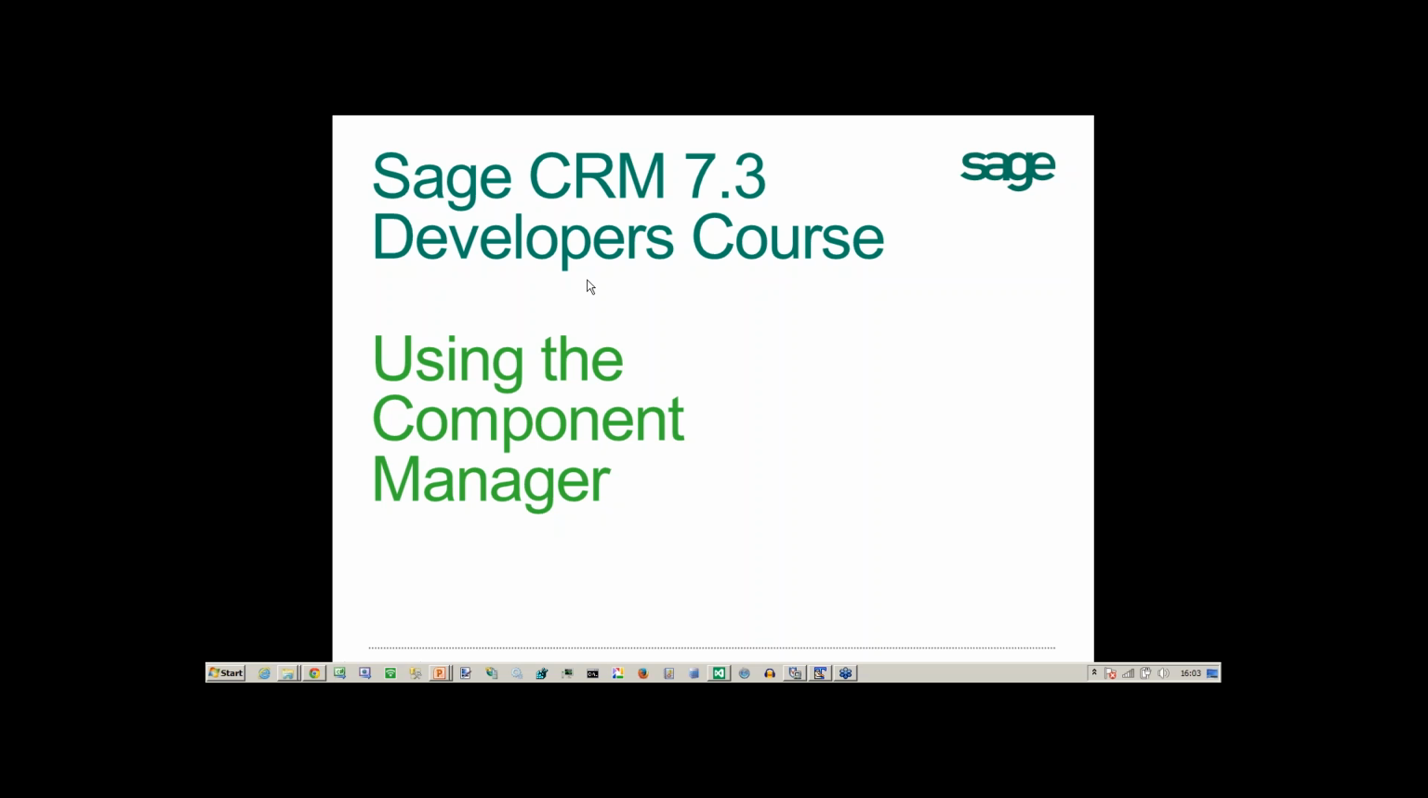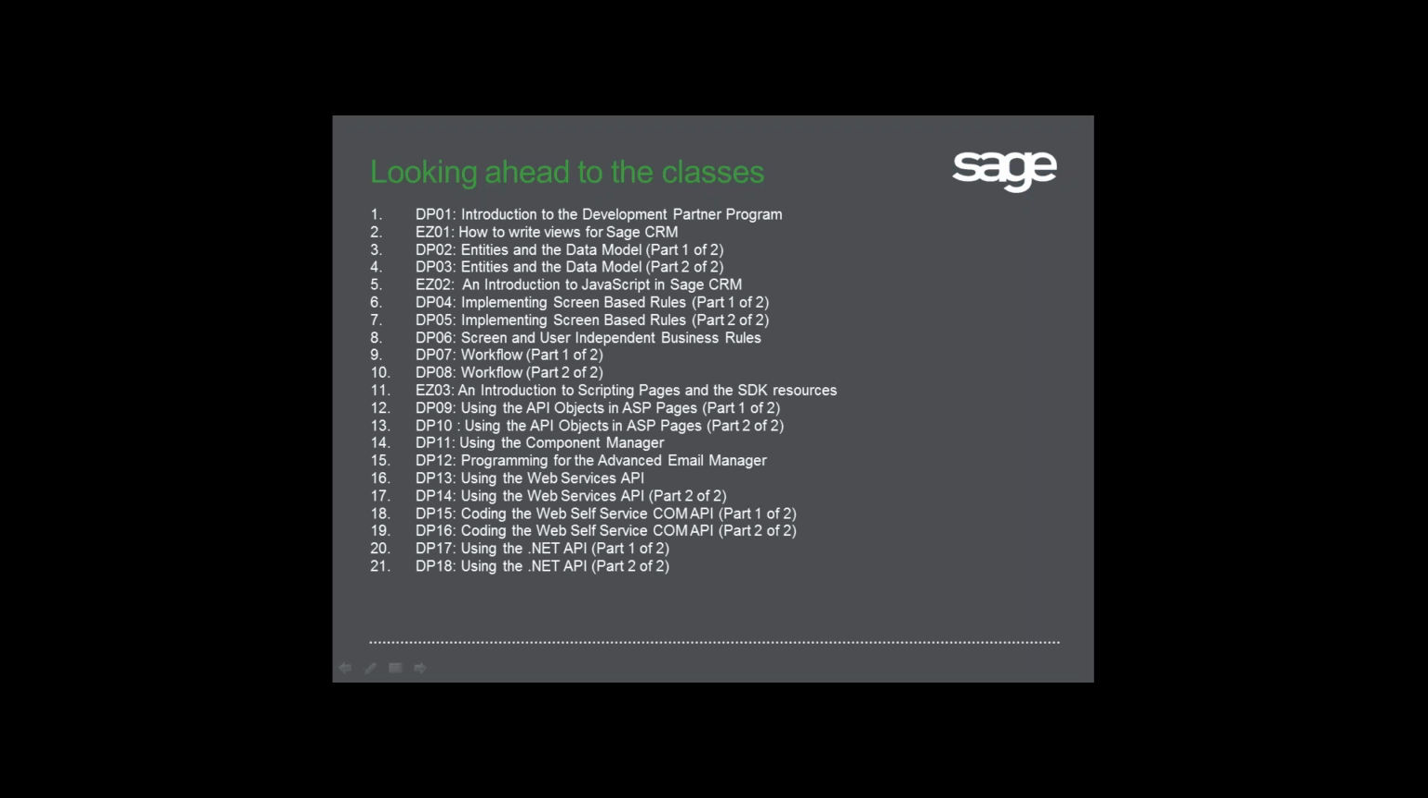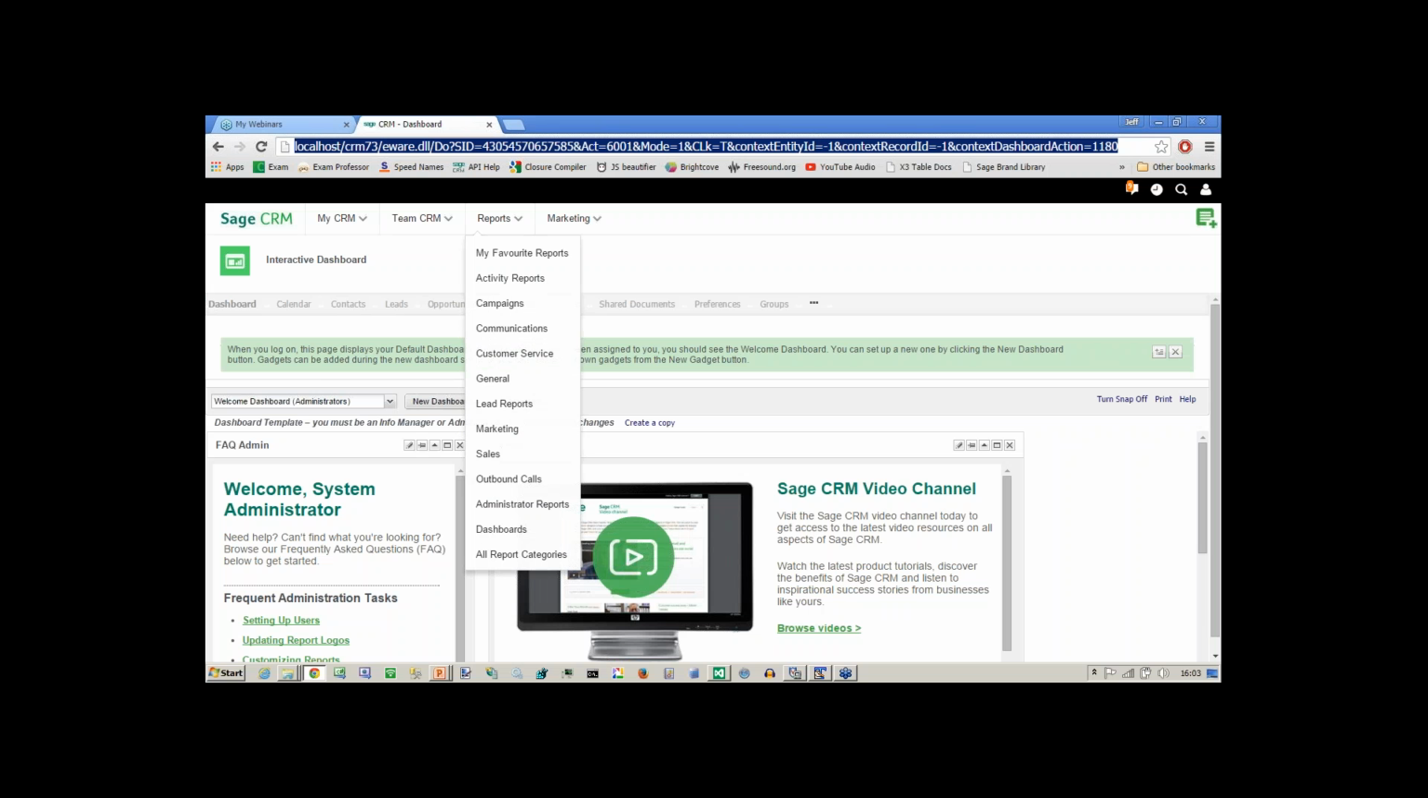The 11th lesson within the main cycle of the developer program. We have sat in on about 14 lessons so far, and this is about the component manager. We're going to be looking at the way in which we can take customizations from one system and apply it into another. And in my system, this is going to be largely a practical lesson.